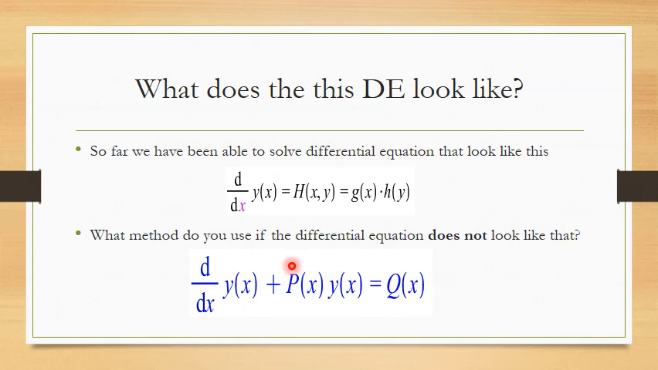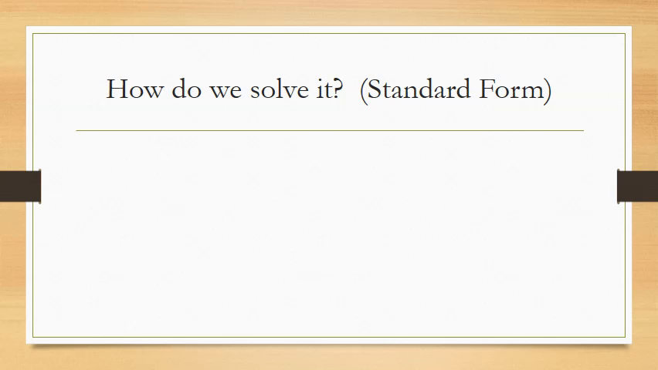What does this new form look like? They look like this. You have your derivative plus some function of x called p, times our solution, we're looking for y of x, and that is equal to some function q. The problem here is you can never separate the functions of y of x from the p of x's or q of x's. So how do we solve these? We can't use our separation technique.